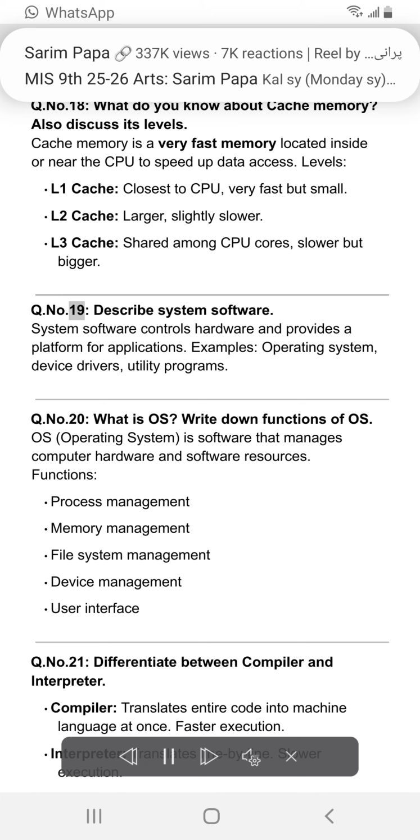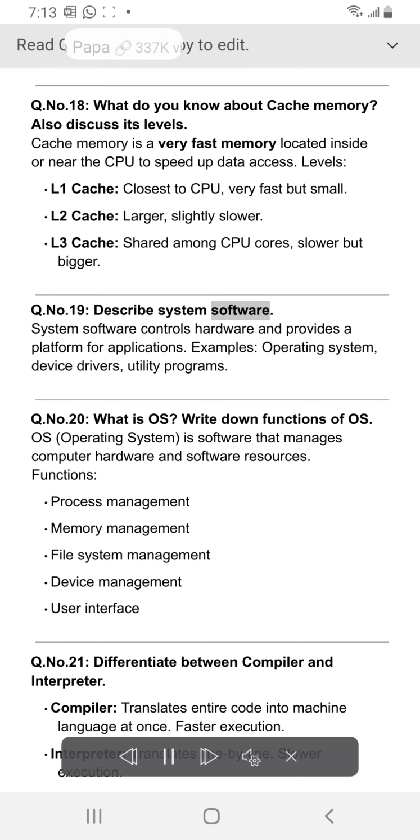Number 19, describe system software. System software controls hardware and provides a platform for applications. Examples: operating system, device drivers, utility programs.